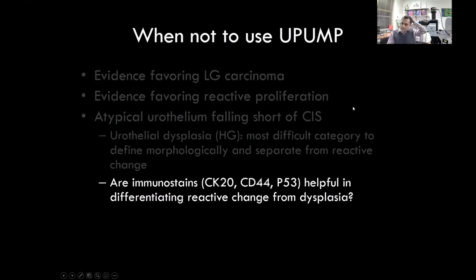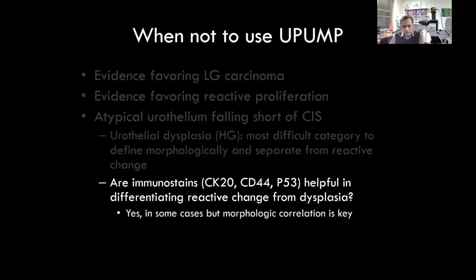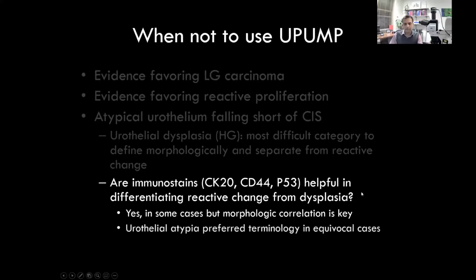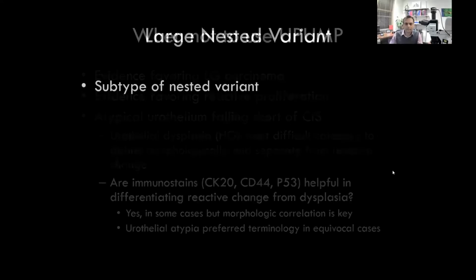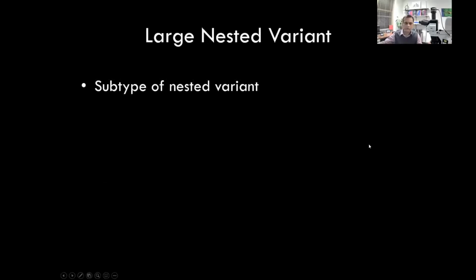So the final conclusion that I would like to offer to this question is that, yes, it does help in some cases, but morphologic correlation is going to be key over here instead of completely relying on these immunostains. And when you do get these equivocal cases, which you will, then it is preferable to use urothelial atypia. You can even qualify the urothelial atypia as mild or moderate, severe, but falling short of CIS in the comment and or in the note, and leave it like that. Right.